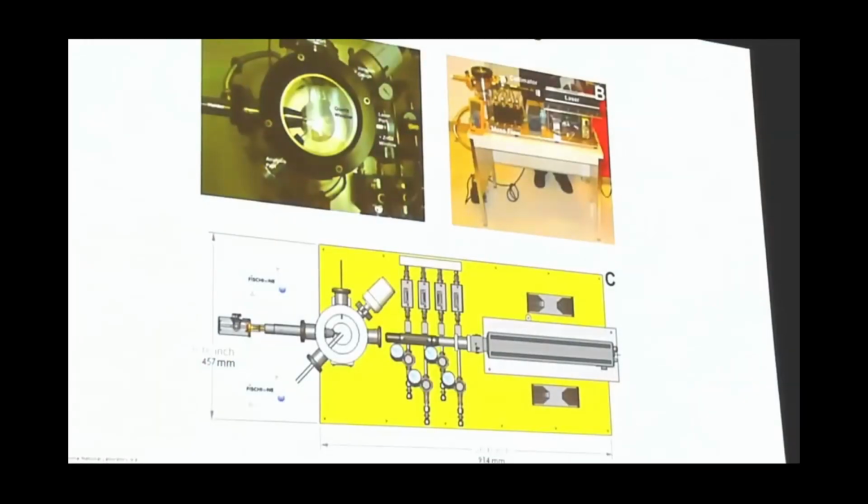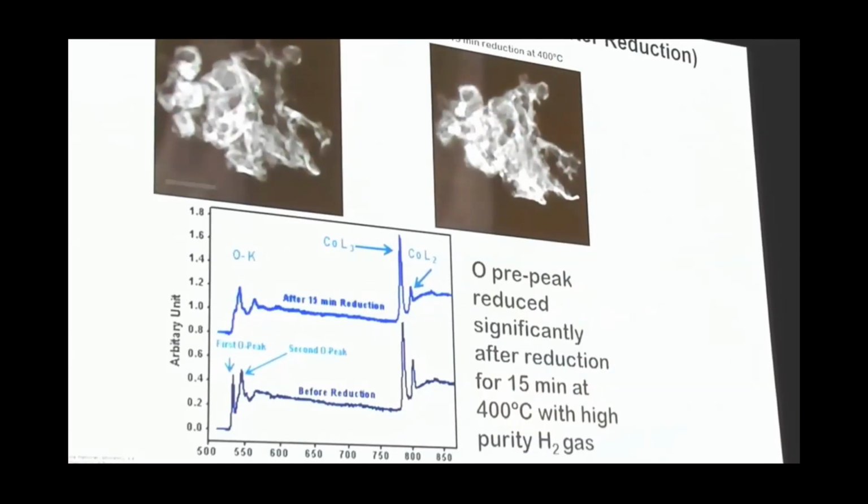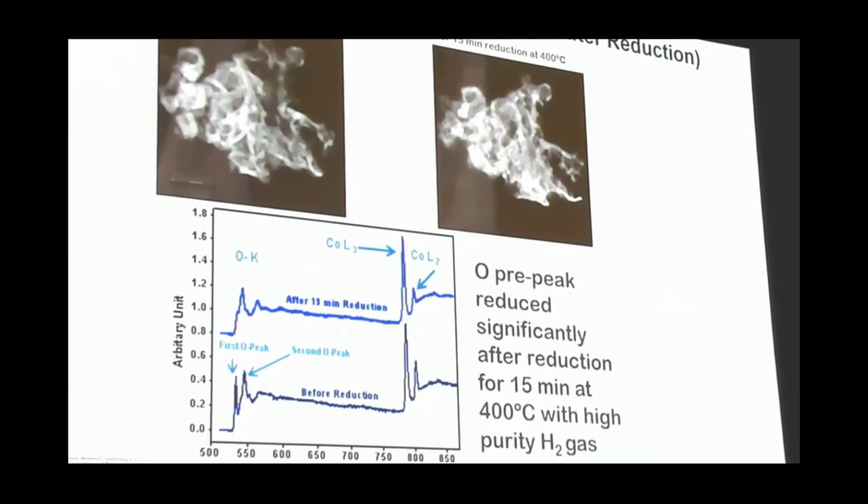So what we did was use this ex situ gas station in order to reduce the catalyst. And then we sealed it with an O-ring and, without exposure to air, took it back to the microscope and did tomography on these particles before and after.